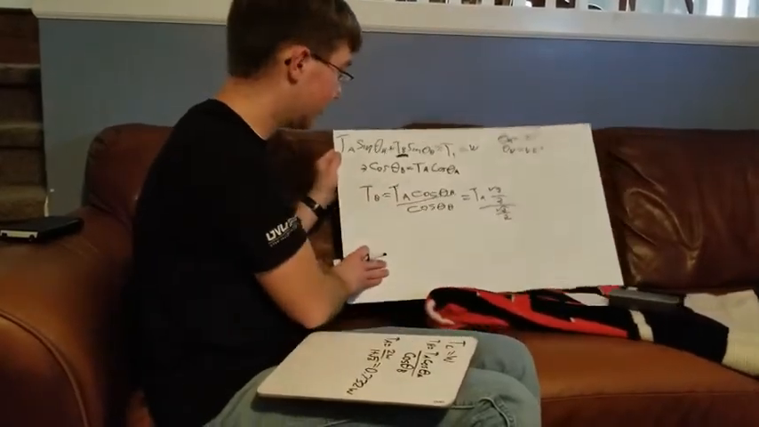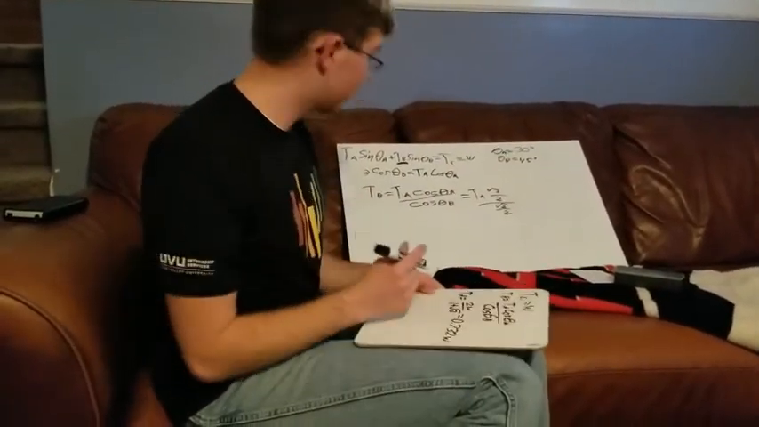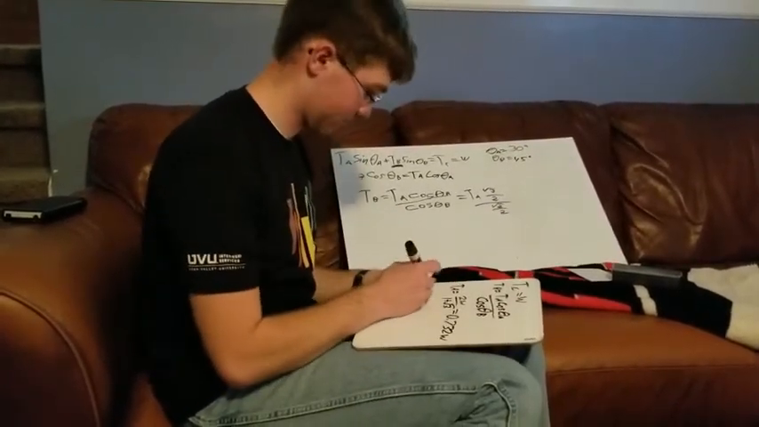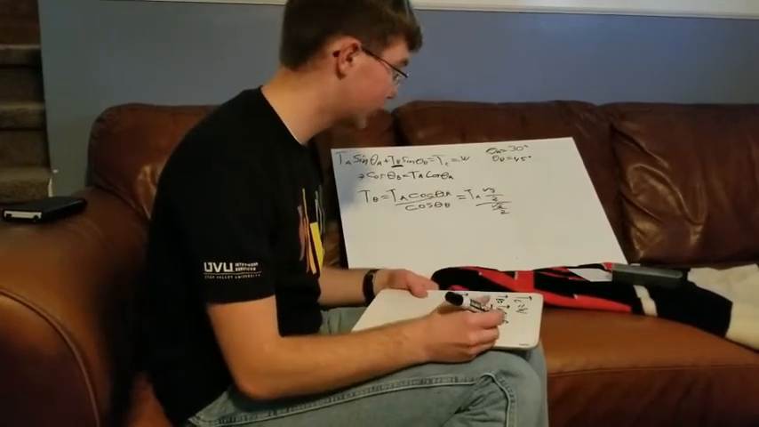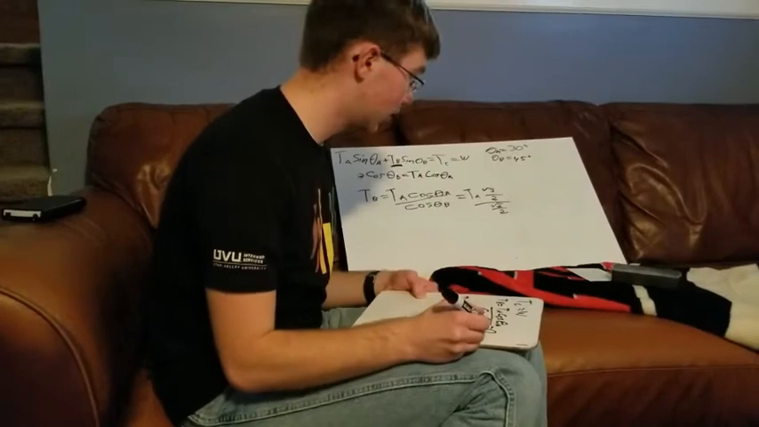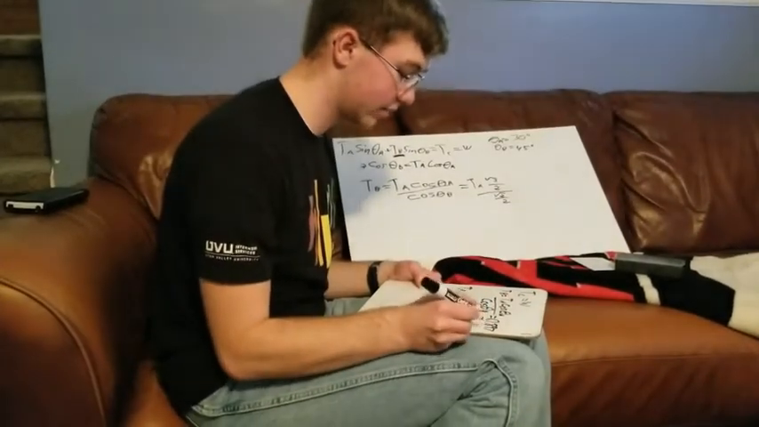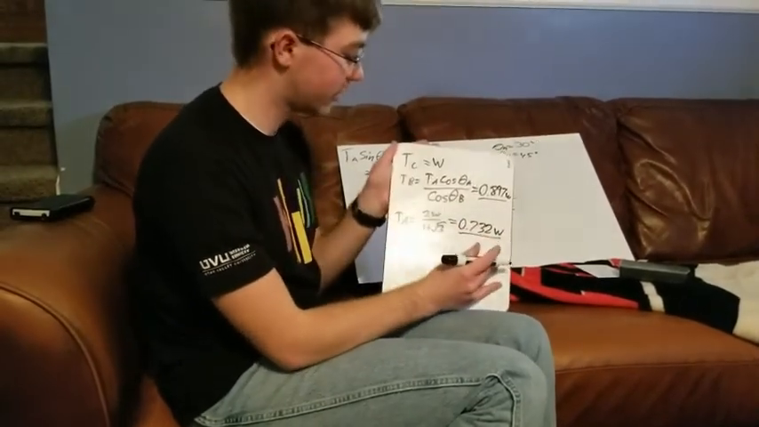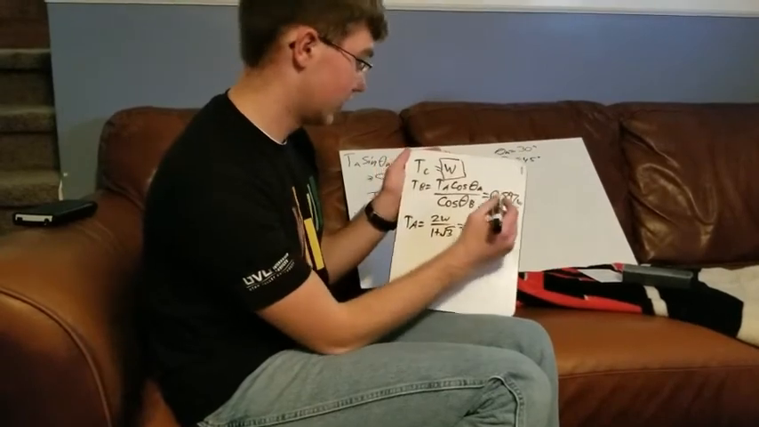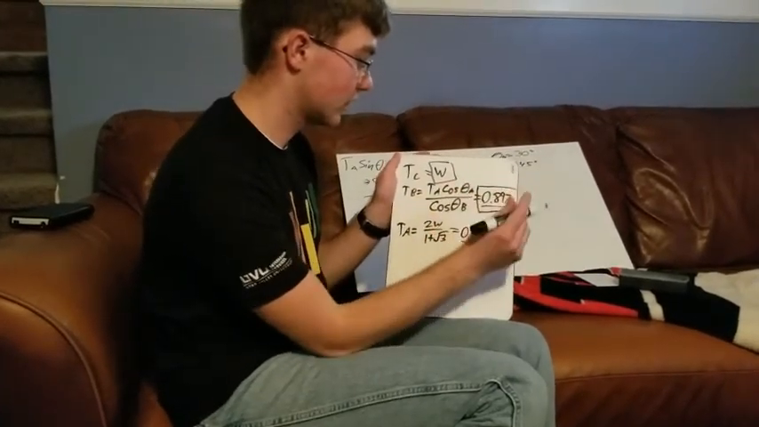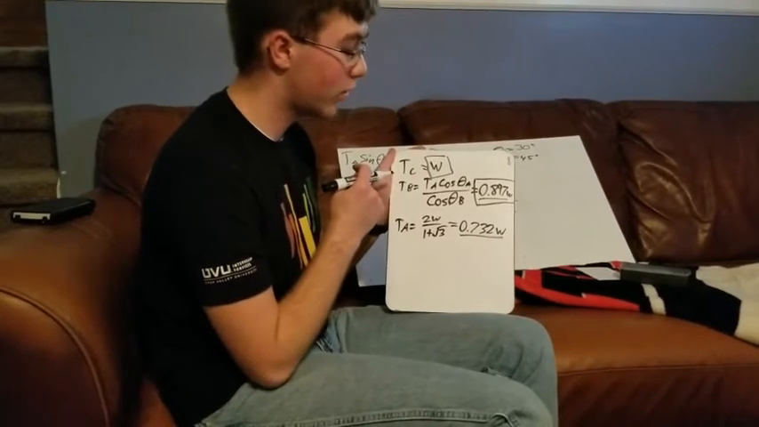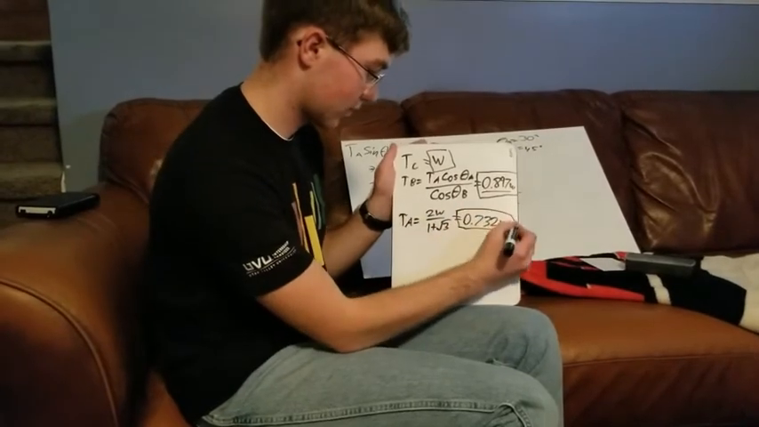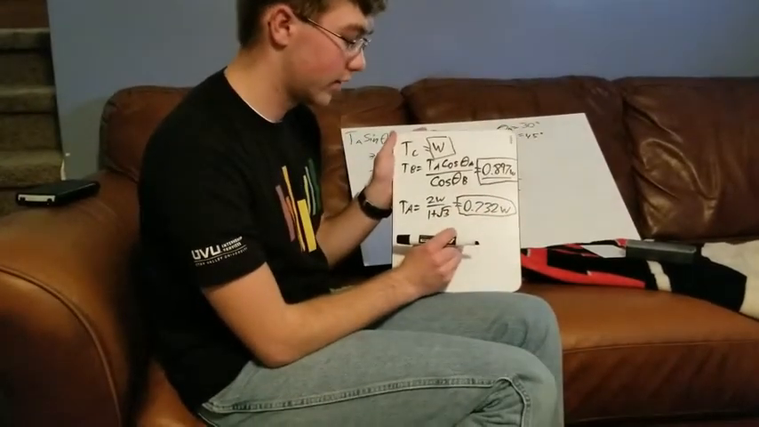Put that in a calculator, plugging in for tension A, and that gives me that tension B equals 0.897 W. And so that's my answer. Tension C is W, tension B is 0.897 W, and tension A is 0.732 W.